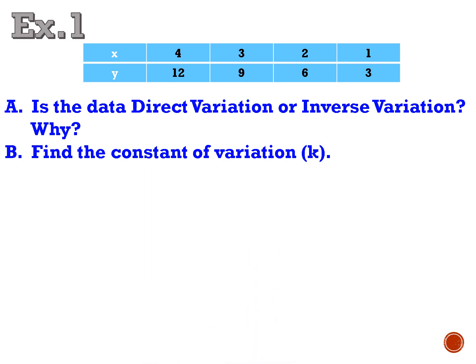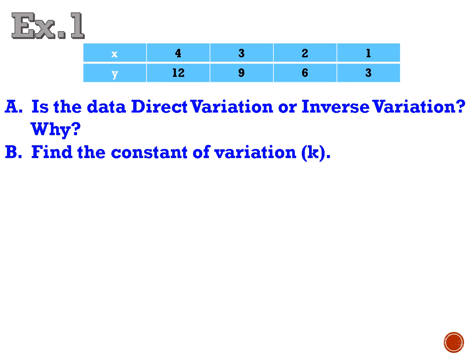Now, let's look at our first example. So we have a data table here, and they want us to determine is it direct variation or inverse variation and why, and then they want us to find the constant of variation. So I look at my x's, and my x's are all decreasing because it goes 4, 3, 2, 1.